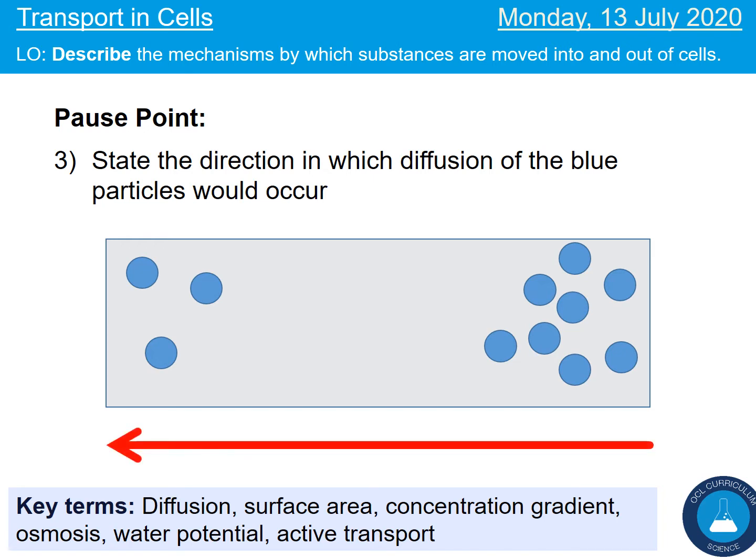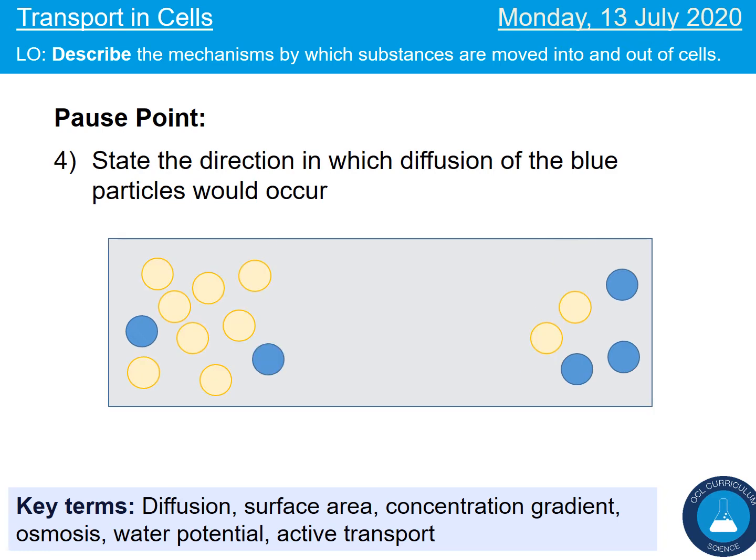Here, diffusion is occurring from right to left. That is to say, there is a net movement of blue particles towards the left side of our diagram, where their concentration is lower. In this final example, note that we are looking specifically at the movement of blue particles only. 10 seconds to make your choice. And so we see diffusion of our blue particles from right to left. Remember that our concentration gradient is dependent only on these blue particles, and as we have more on the right, we would see movement from right to left.